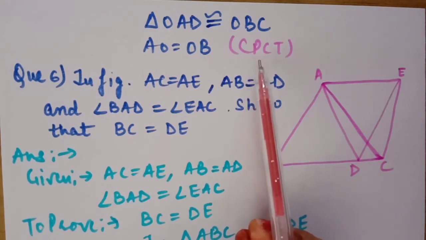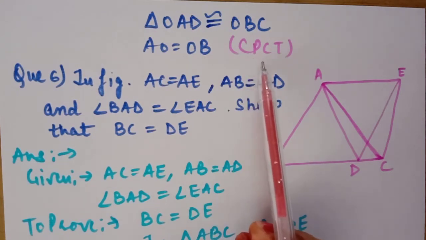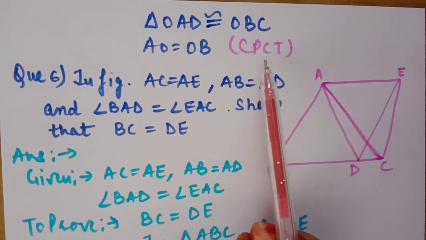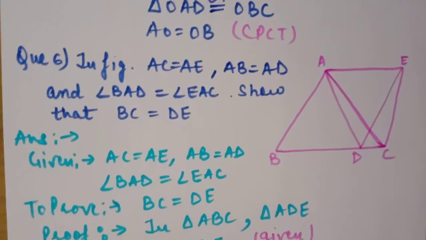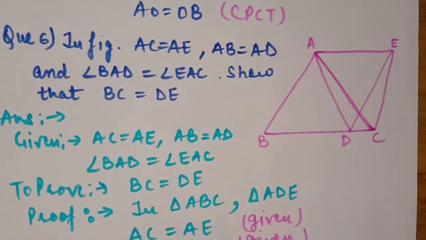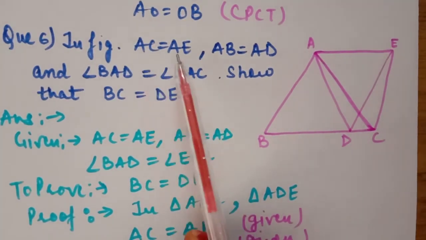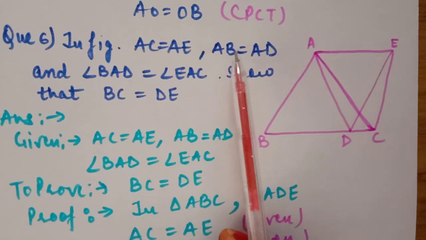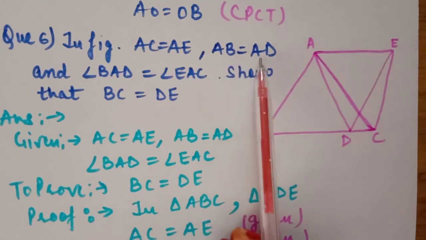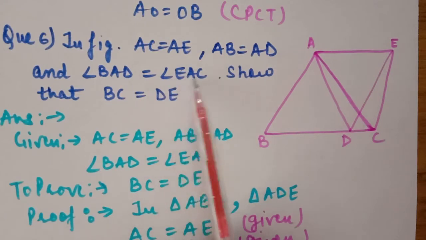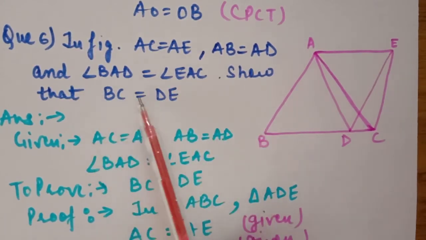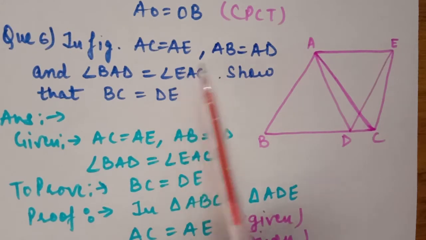So students, I think you got this concept, because all three questions are very easy. Now question number 6. Questions number 4 and 5 are easy, and you have to try those questions today. Question number 6: in the given figure, AC is equal to AE, it is given. AB and AD are also equal to each other, and angle BAD is equal to angle EAC. Show that BC and DE are equal to each other.